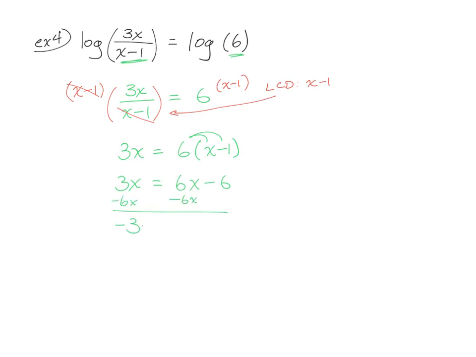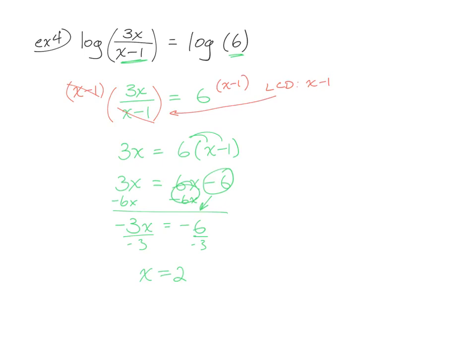Get negative 3x equals negative 6, right? The only thing that canceled over here were the 6x's. This minus 6 is still minus 6. We can divide by negative 3. We can get x equals 2. Ooh, baby, is that a good answer?